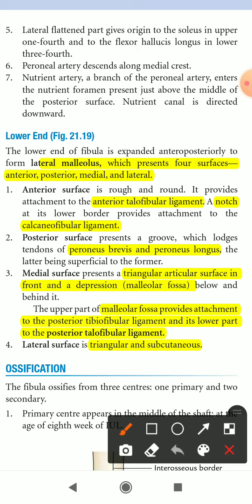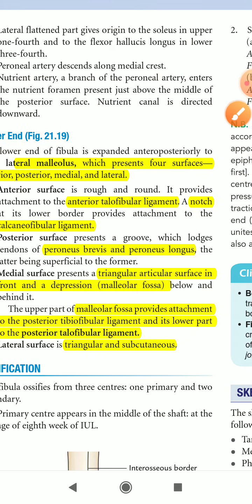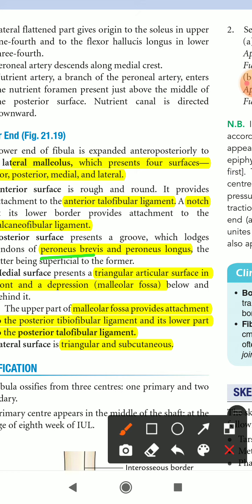So at first come to the anterior border or anterior surface. There is attachment of anterior talofibular ligament, and there is a notch there for the calcaneofibular ligament. Posterior surface, there is attachment of the peroneus brevis. Actually, there is not attachment, it lodges the tendon of the peroneus brevis and peroneus longus.